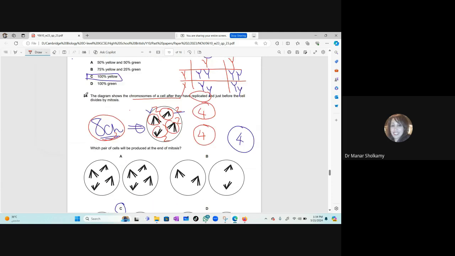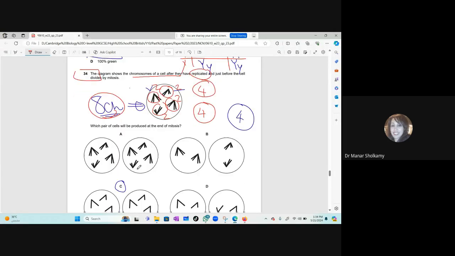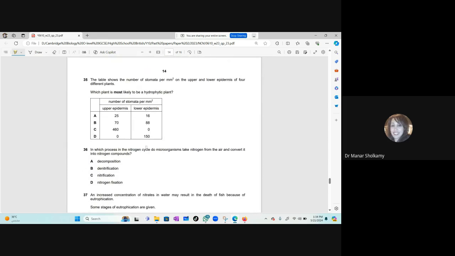Who is confused by this question? Okay, let's look at the mark scheme also to make sure. 34 is C. Yes, 34 is C. So let me highlight it, and you go back and look at it. Now we have 5 left.